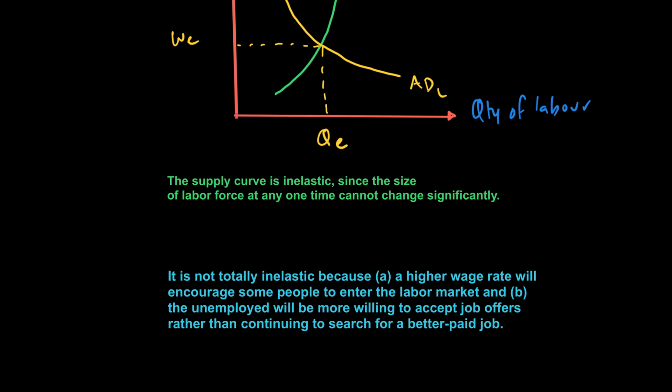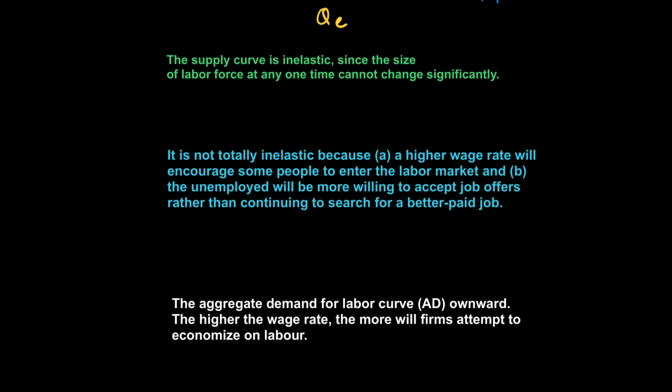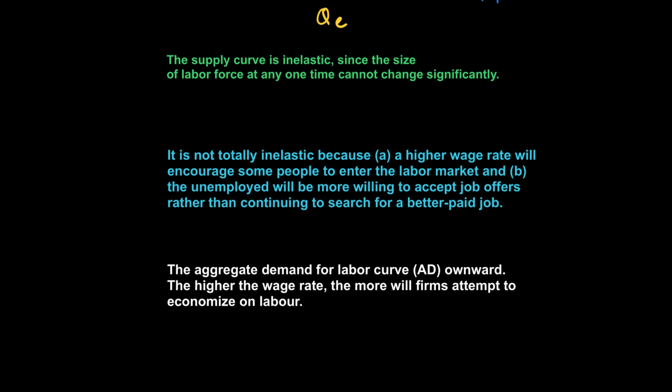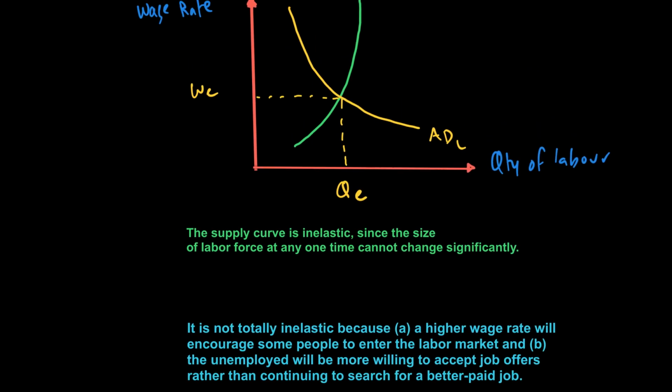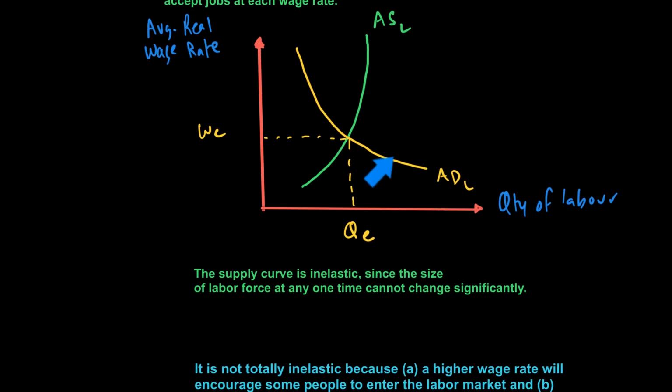On the other hand, the aggregate demand curve is downward sloping, and we know this simply because when the wage rate goes up, firms will try to hire fewer workers. Look at this, guys. The aggregate demand curve is downward sloping because lower wage rates will encourage more firms to employ workers, while higher wage rates will encourage fewer firms.